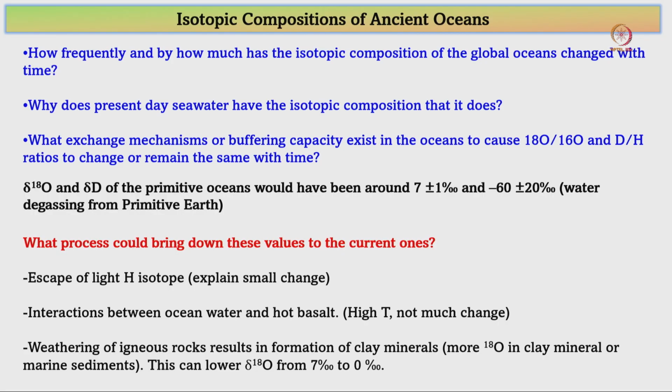Now, from the mass balance studies, from data from very old rock samples, and basically from a lot of theoretical calculations, we have found that the primitive oceans would have had a delta 18O value of around 7 plus minus 1 parts per mil, and a delta D value of minus 60 plus minus 20 parts per mil.